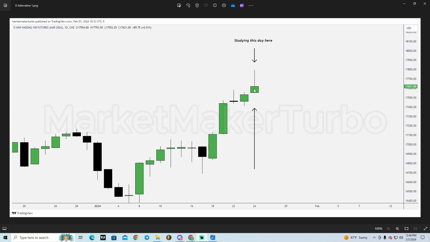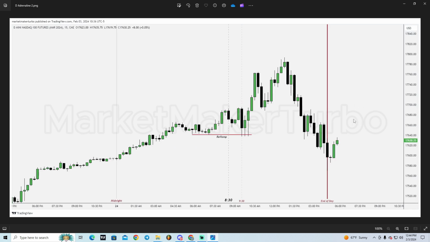Looking at this day here, I guess I'm going to call it a hammer, but we're on the daily and we're going to drop down in this and study that day. So midnight is here. You're going to need to come back to these videos. This is the start of the day. We run up. The revamp says these are a liquidity pool. We like these lows. How do we get down to them?